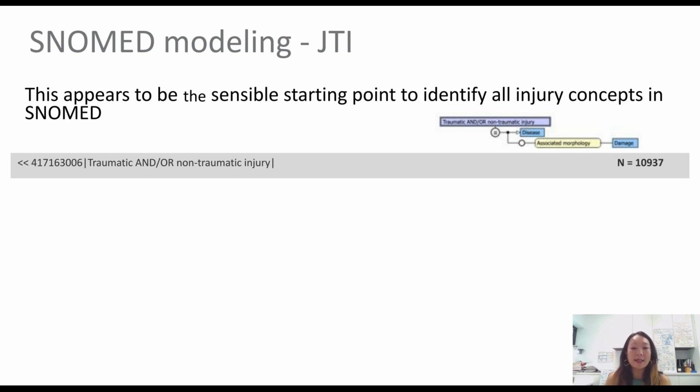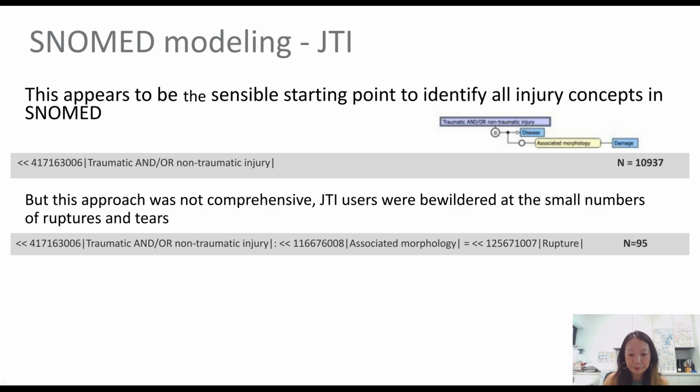So where to start? We thought we would start with something like traumatic and non-traumatic injury concepts. So you can see here the traumatic and or non-traumatic injury. It's a fully defined concept. It's a descendant of disease and has an associated morphology of damage, and that seems like a sensible place to start. So we took all the descendants or self of that concept and we ended up with 10,937 concepts.